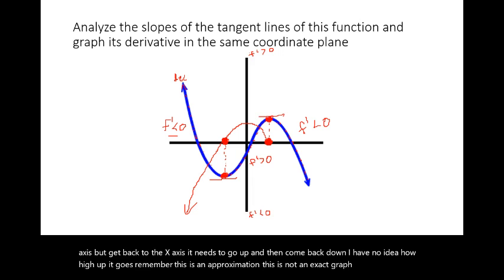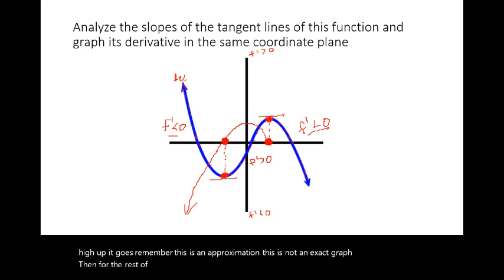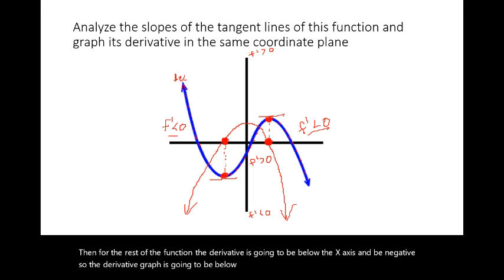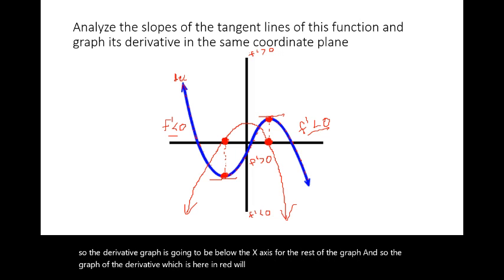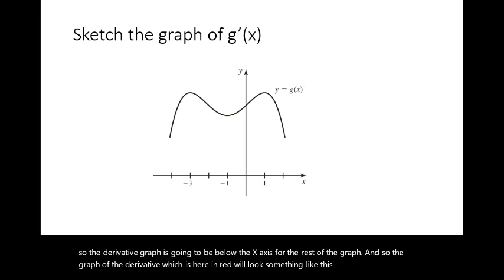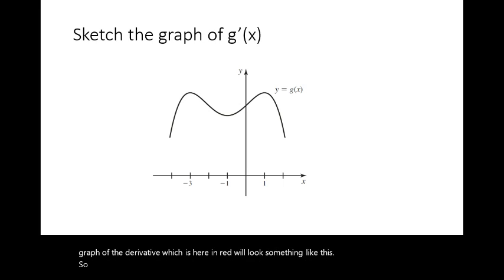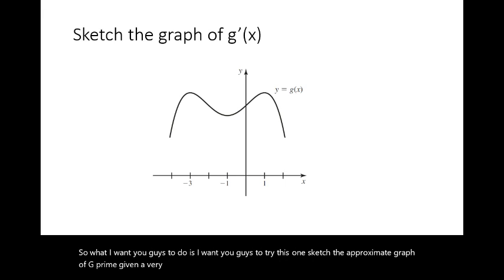Then, for the rest of the function, the derivative is going to be below the x-axis and be negative, so the derivative graph is going to be below the x-axis for the rest of the graph. And so the graph of the derivative, which is here in red, will look something like this. So what I want you guys to do is try this one: sketch the approximate graph of g prime given a very generic g of x.